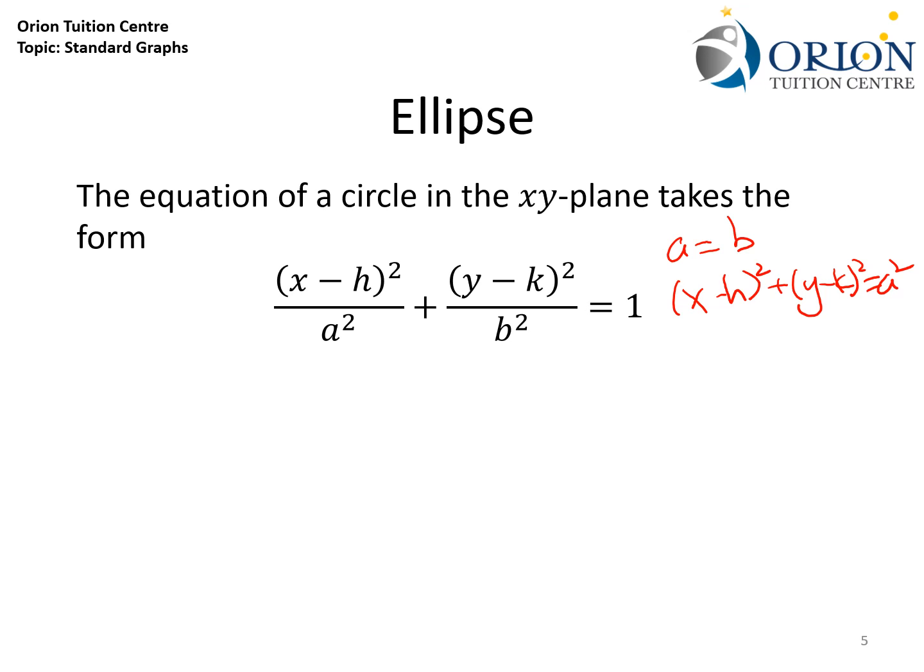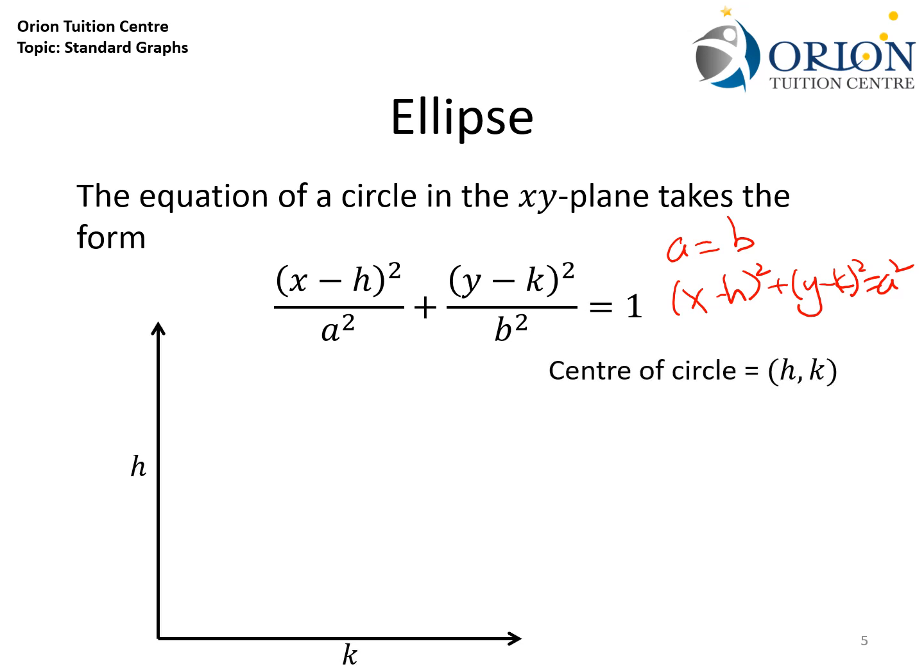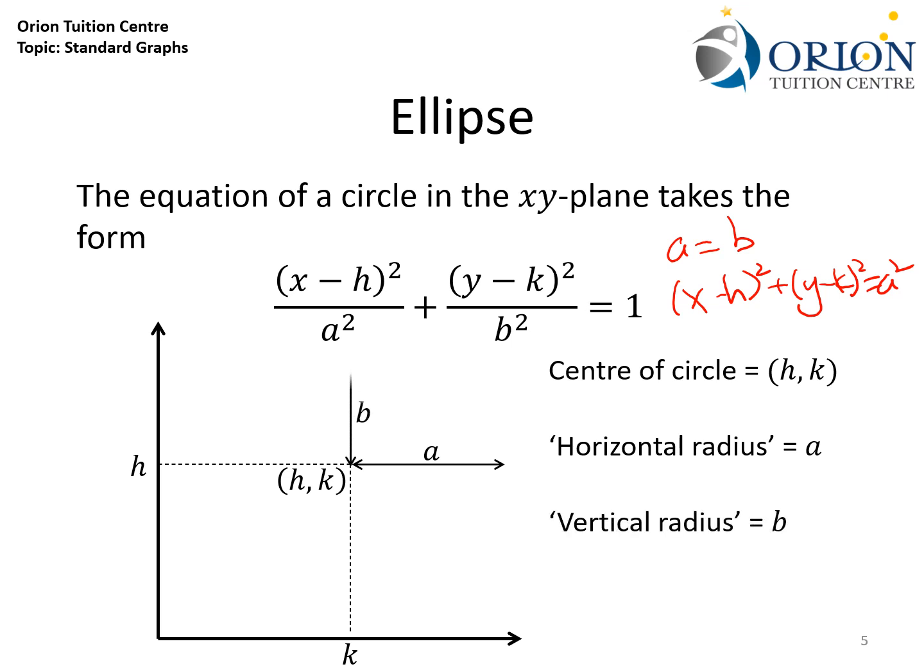In this equation of the ellipse, the point h, k takes the same meaning as the circle. It is the center of the ellipse. a represents the horizontal radius of the ellipse, and b represents the vertical radius of the ellipse. So graphically, the ellipse looks like this.